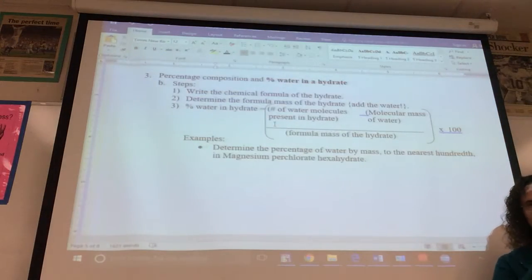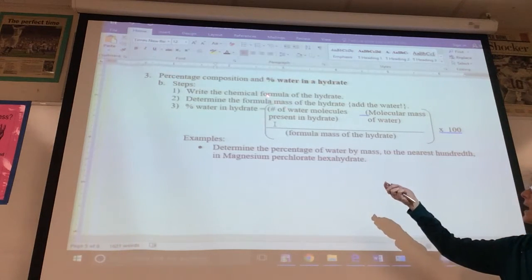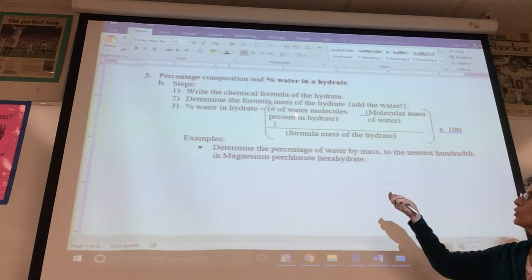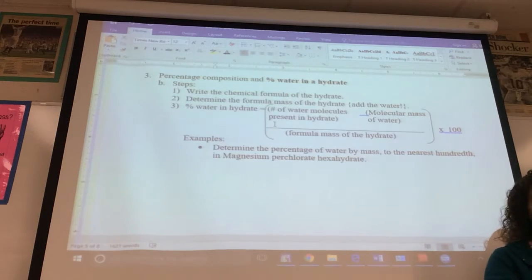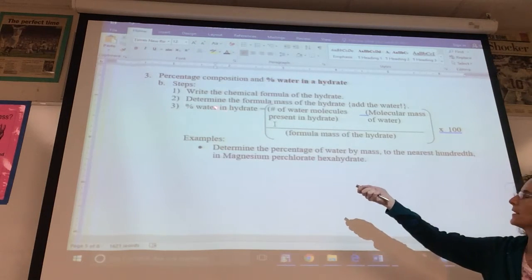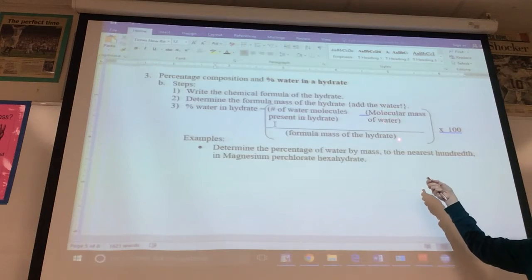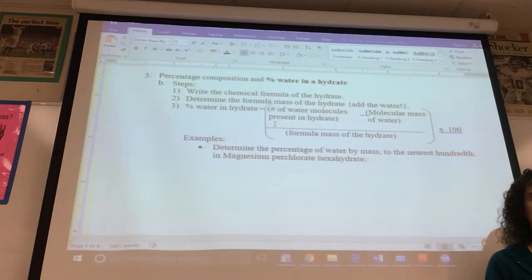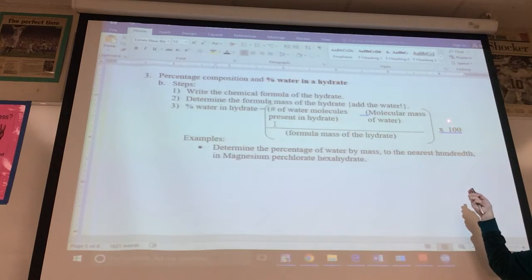To calculate the percent of water in a hydrate, and if you do it from the chemical formula, you're getting the accepted value. Again, you are going to write the chemical formula for the hydrate, just as we talked about previously. You'll determine the formula mass of the hydrate the same way you did the ionic compound, but you add how many water molecules to it that are incorporated into the crystal lattice. To calculate the percent of water in a hydrate, then you're going to count up how many waters you've got. The molecular mass of water, which we calculated the other day, is 18.015. You're going to divide it by the formula mass of the hydrate, and then multiply by 100.